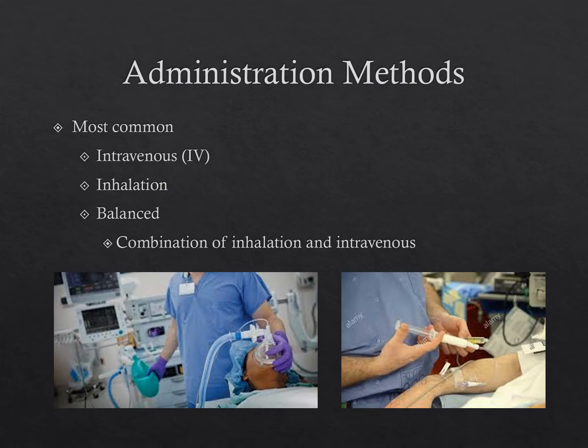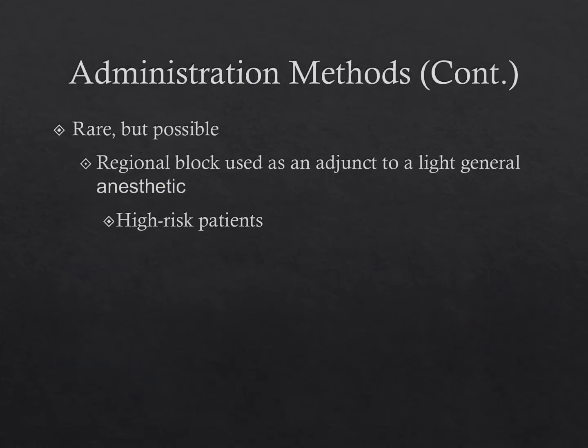So there's some different ways that you can administer general anesthesia. These are the most common methods listed here: IV, inhalation, or a combination of the two methods, which is called balanced anesthesia. Less often, sometimes they will do a regional block, which we talked about in the last chapter, with a light general anesthetic agent. So this isn't used quite as often, but they might do this especially in high-risk patients. You might see it used then.